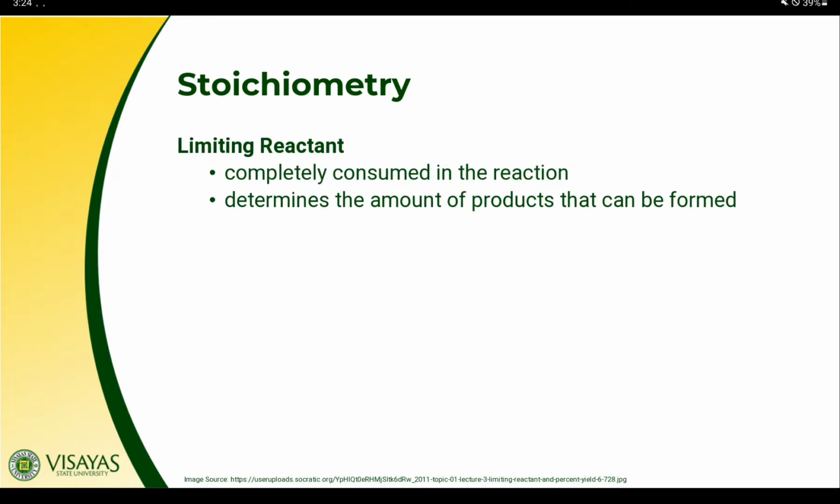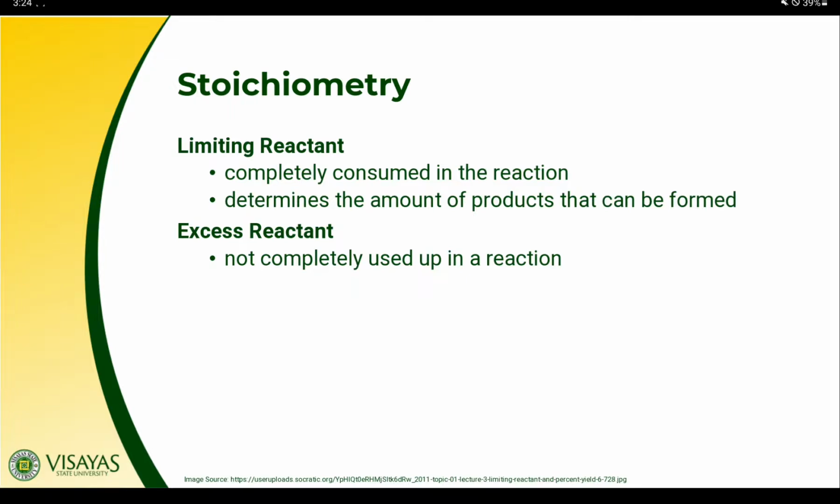Now in stoichiometry, we have the so-called limiting reactant. When you say limiting reactant, it is completely consumed in the reaction, so it determines the amount of products that can be formed. We also have the so-called excess reactant. This is from the term excess. It's not completely used up in the reaction. So recall these terms. Limiting reactant is completely consumed in the reaction and determines the amount of products that can be formed, whereas excess reactant is not completely used up in our reaction. So the amount of products that can be formed depends on our limiting reactant.